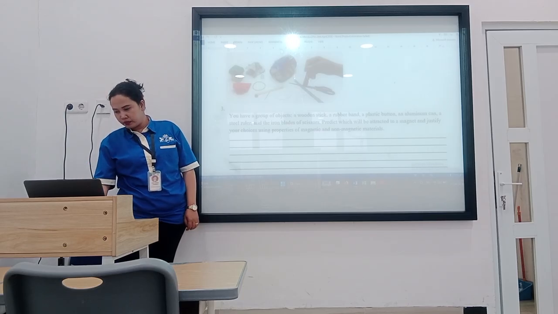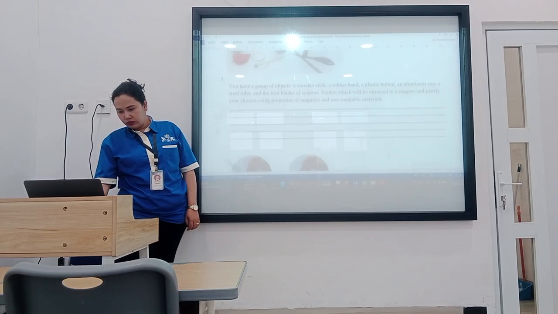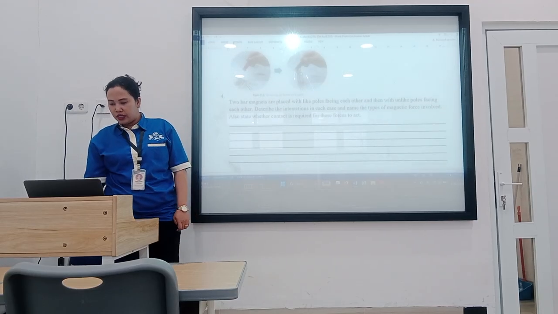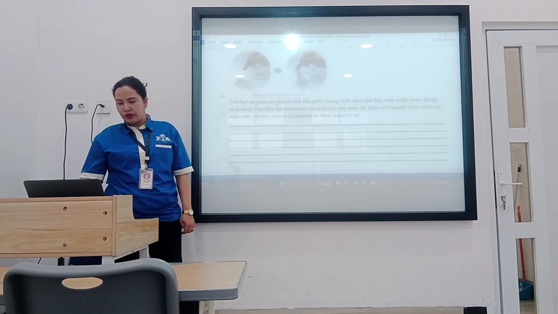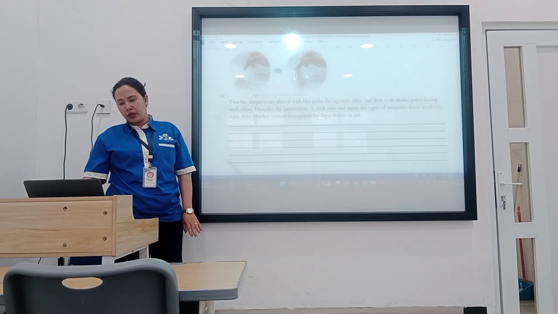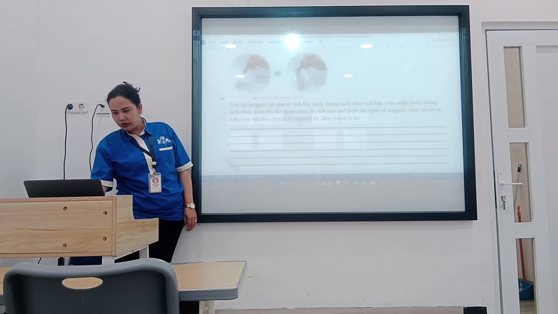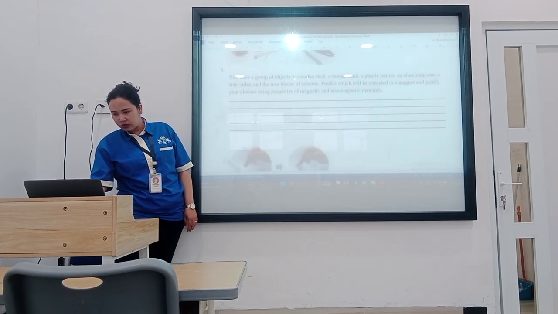Yeah, number four. Two bar magnets are placed with like poles facing each other and then with unlike poles facing each other. The interaction is, so when the bar magnets are placed with like poles facing each other, they will repel due to the... wait, this was number three. Can I repeat number three? Okay, Miss, already? Yeah.